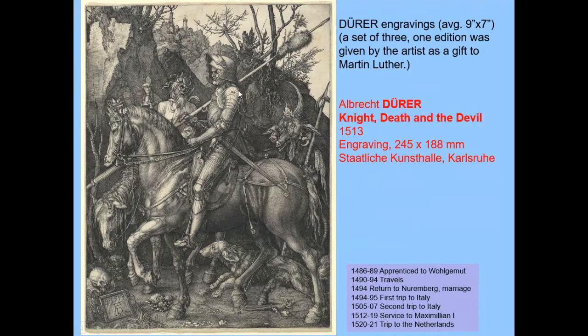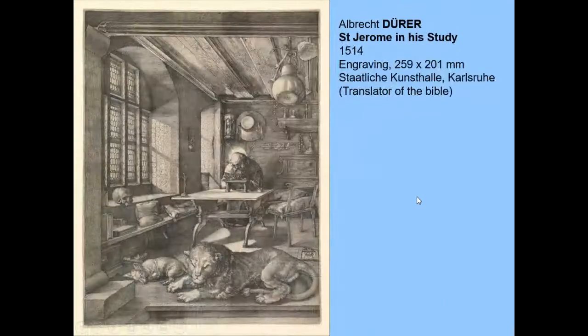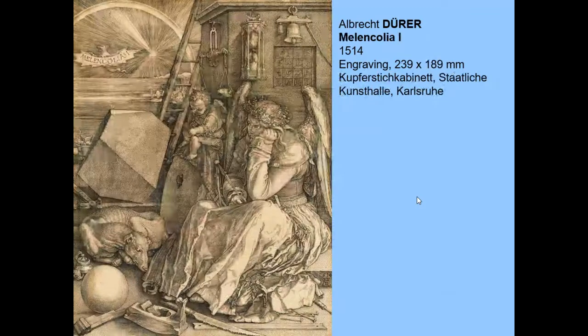So you can clearly see that the knight is aware of the existence of evil and the existence of death, and the knowledge that his life on earth is going to be brief, but he still bravely goes forward doing the right thing. The other images that go in this particular set include St. Jerome, and this really intriguing image known as Melancholia, the figure of melancholy.